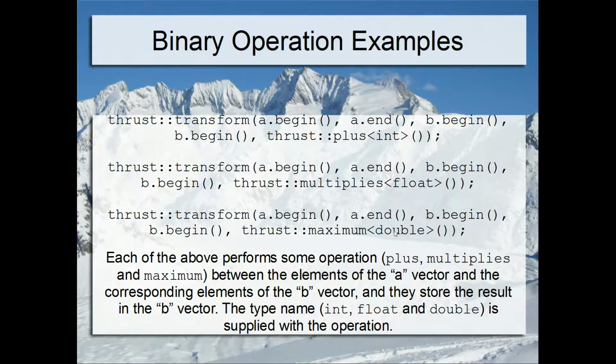The last little example here, I've used a double for, no real reason, but this one's going to calculate the maximum. So the maximum item of each corresponding pair from the A vector and the B vector. And once again, I've decided to store the result in the B vector. If the b vector wasn't actually double, say the b vector is an integer, then there's going to be a cast happening there.